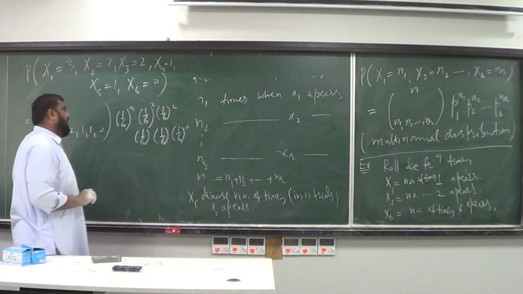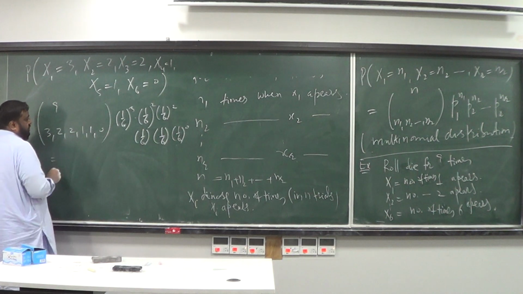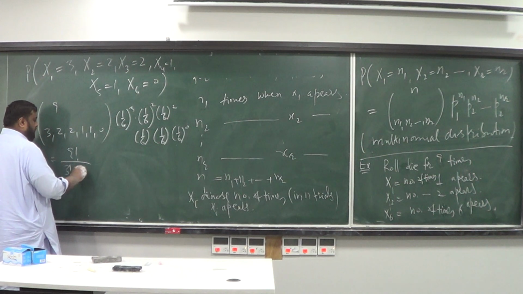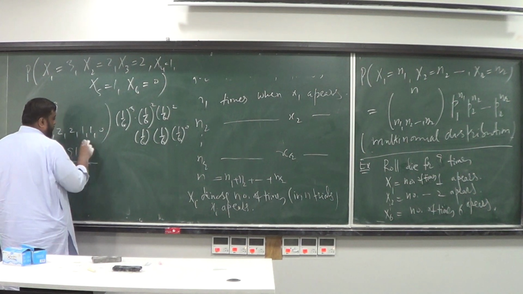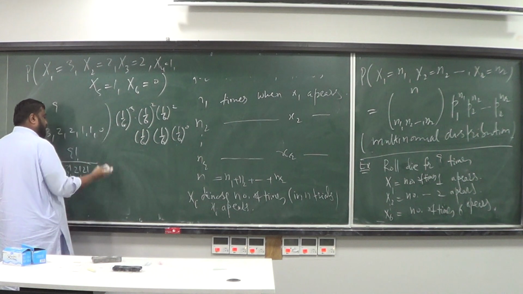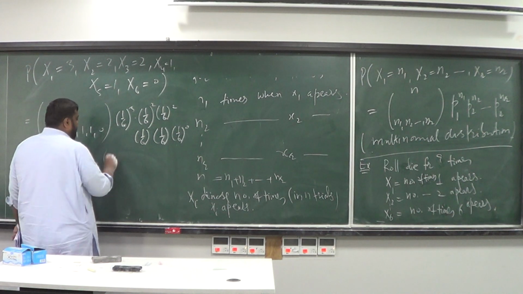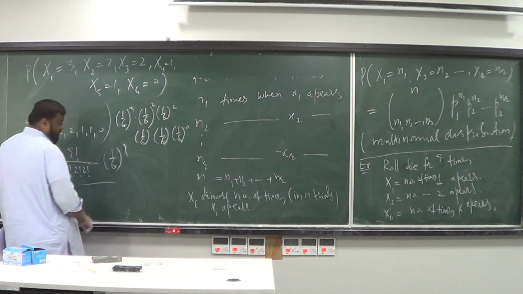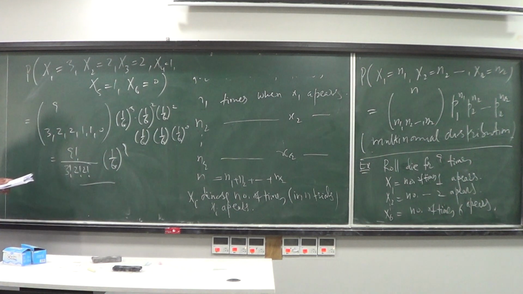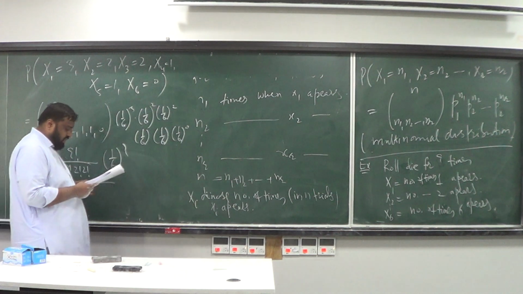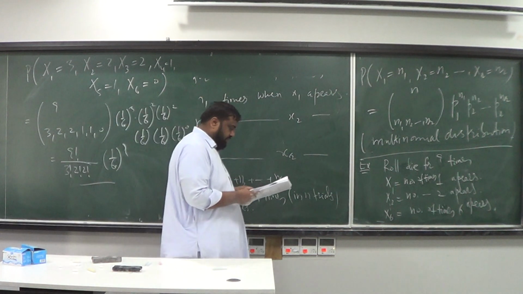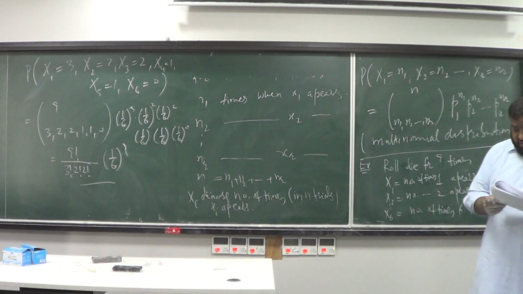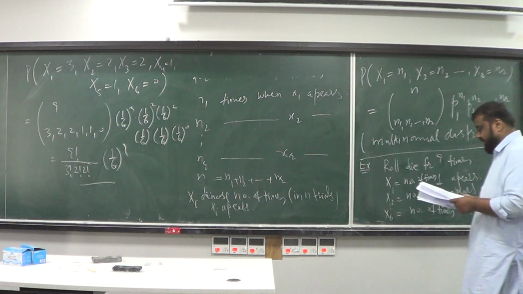So this is what you're going to get, and if you calculate it, it's going to be 9 factorial by 3 factorial, 2 factorial, 2 factorial, 1 factorial, 1 factorial, and 0 factorial. This is going to be 1 times 1/6 power 9 actually. So this is going to be the probability of this event happening. Okay. So this is one example of having multinomial distribution actually.